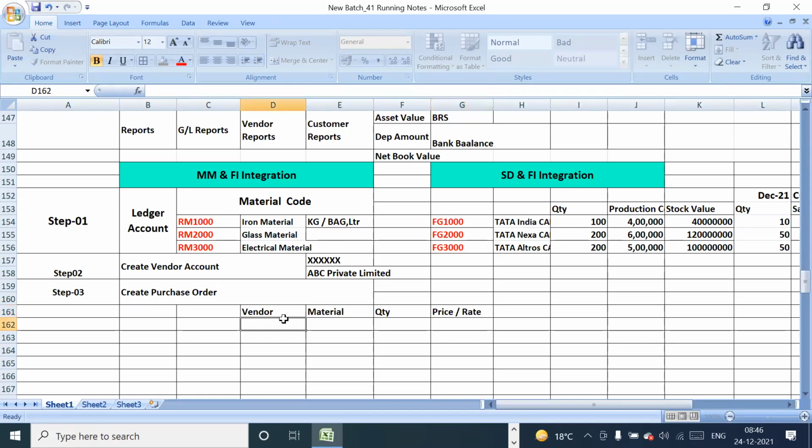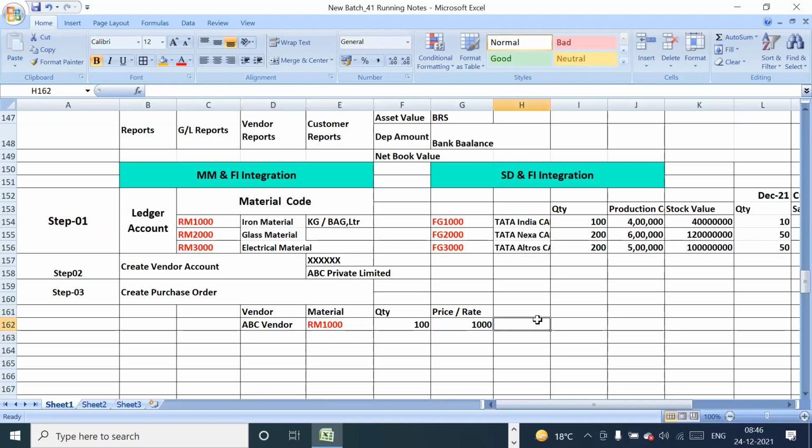To whom we are going to raise the order, and which material, how much quantity, because I have so many materials. Whatever material I require, for that material I am going to raise the purchase order. How much quantity do I require? Suppose I want 100 quantity, the price is 1000 rupees. And the material code, assume it is a raw material I am going to buy. What is the code? For that we created RM 1000, and ABC vendor. From ABC vendor I am going to buy the material.